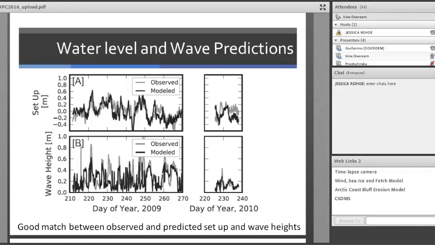And that's what these slides illustrate, that with a simple 1D model, we model both the setup of the water as well as the wave heights. And you can see that they match fairly well against the observed water level and wave height data. And so these were from buoys and from water pressure transducers, just for longer term water movement too.